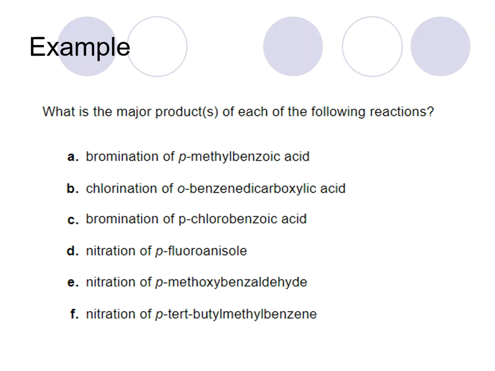Okay, we're off to the races, and this is our final example of benzenes. Can you believe it? It seems like we've been talking about benzenes for a whole month, and we probably have. So with this example problem, it says, what's the major product for each of the following reactions? And A is bromination of p-methyl benzoic acid.